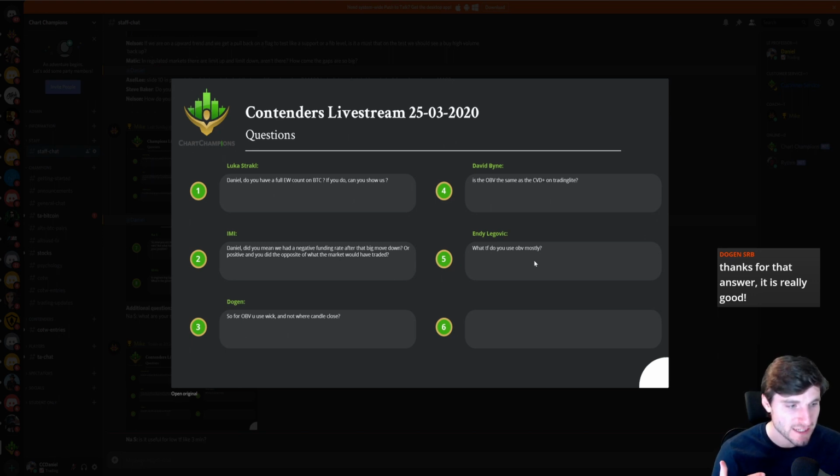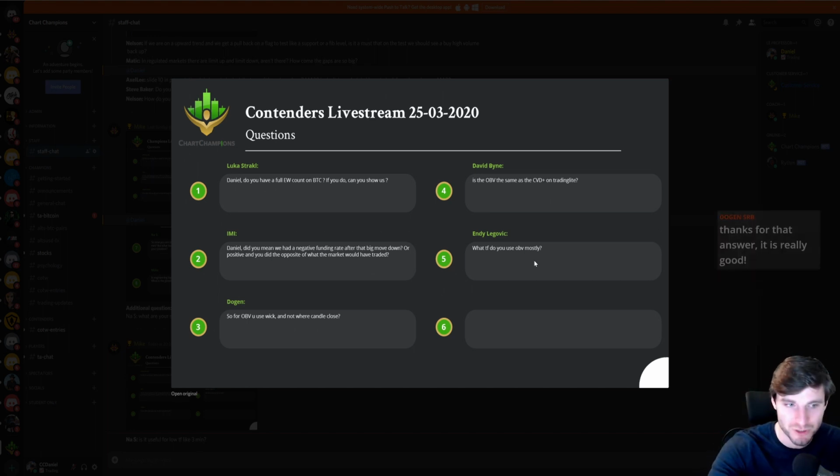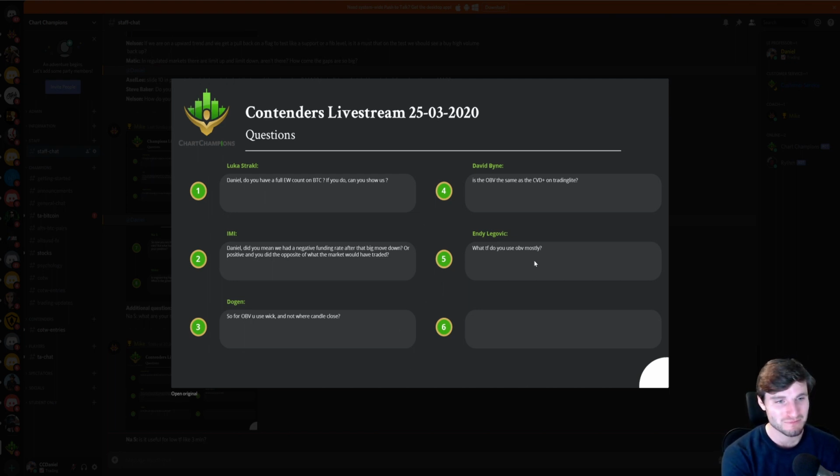What time frame do you use OBV mostly? So I wouldn't really say there's a time frame where I use it mostly. You can use it across all time frames. So I wouldn't say I only use OBV on this time frame. I use OBV across all the time frames.